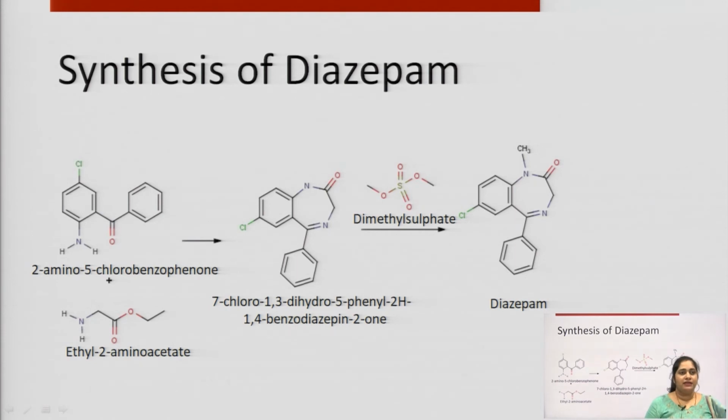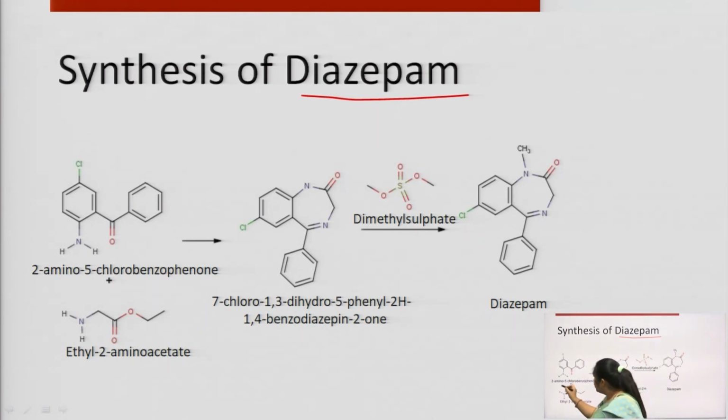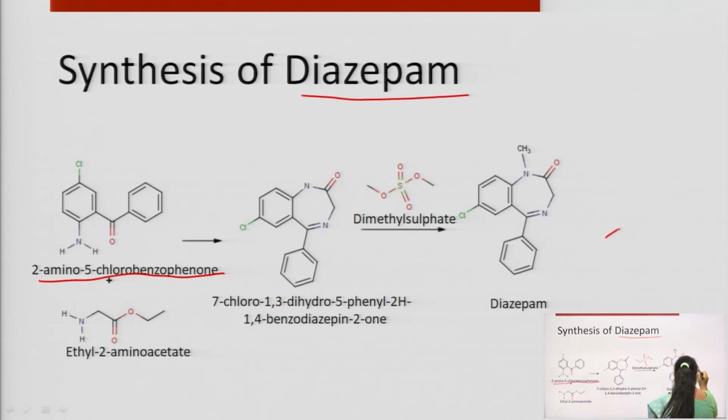The next one is synthesis of diazepam. So, this is one of the most important candidates of the benzodiazepine category. So, in case of synthesis of diazepam, we have to consider 2-amino-5-chlorobenzophenone. So, first we will draw a benzophenone.